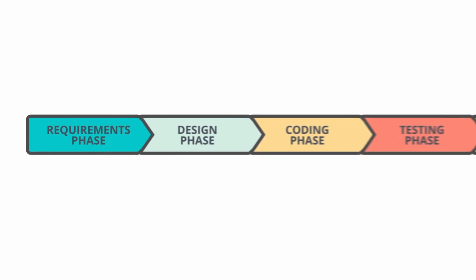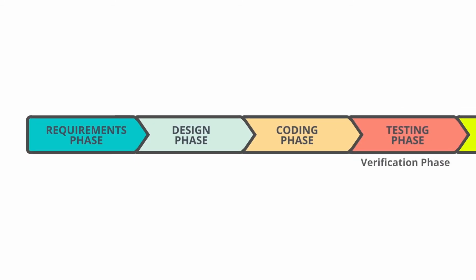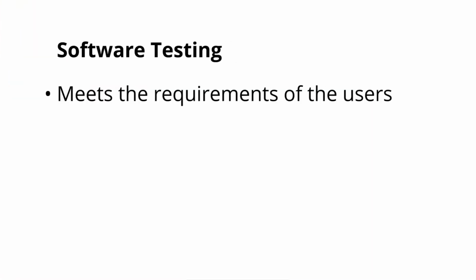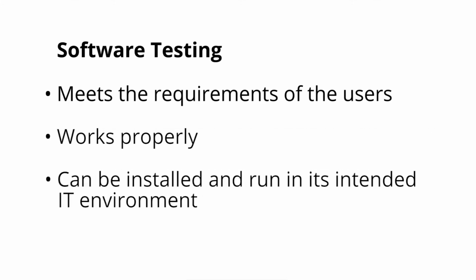Next comes the testing phase, sometimes called the verification phase. Software testing is an investigation of the software to ensure that it meets the requirements of the users, works properly, and can be installed and operated in its intended IT environment. If problems are discovered during the testing phase, the testers send the software back to the programmers, along with their test results, so that any problems with the software can be fixed. The software then goes back through the testing phase.